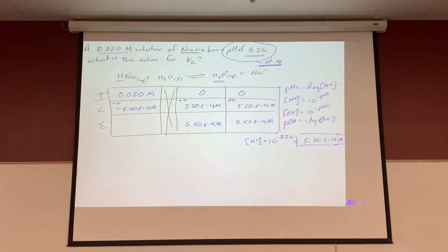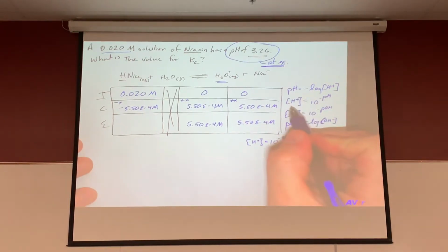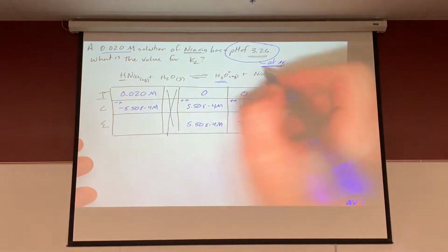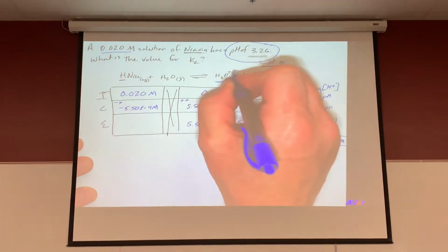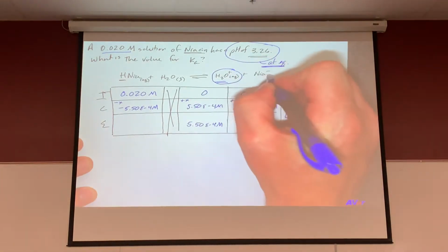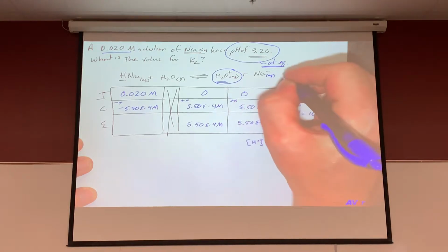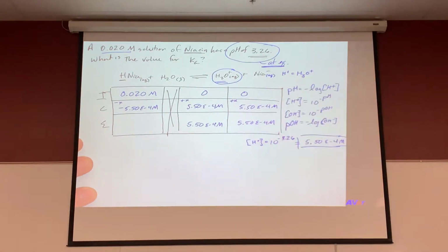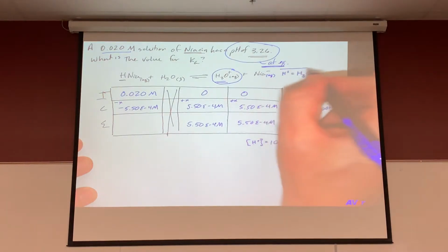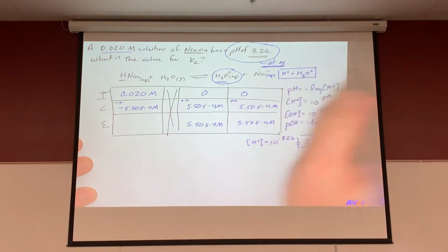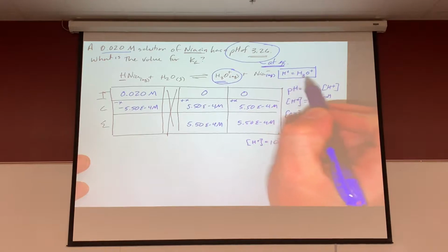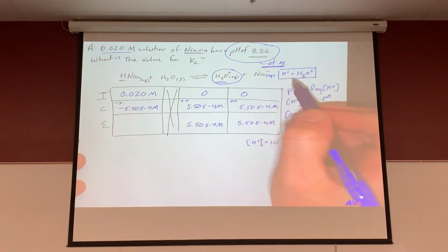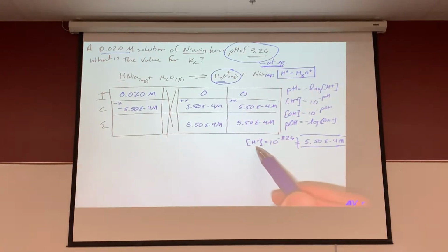How did I know this one? Because remember that H plus is equal to H3O plus. But in water, you don't have this free H plus floating around. It's actually attached to water to give you hydronium ion. So these two things are the same. And when you solve for this, you could put in H3O plus right there, and it would be fine.